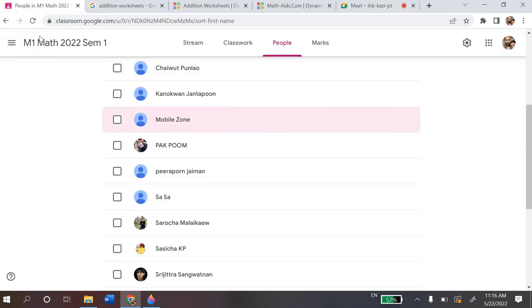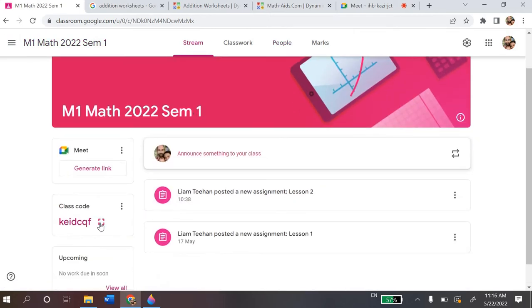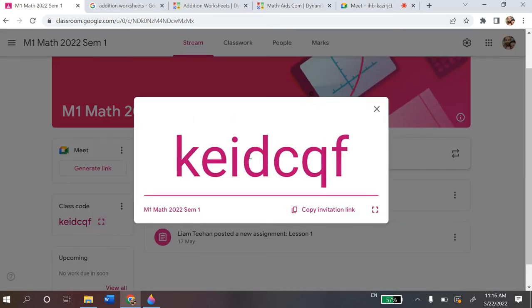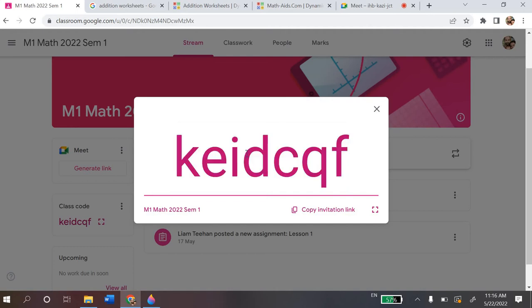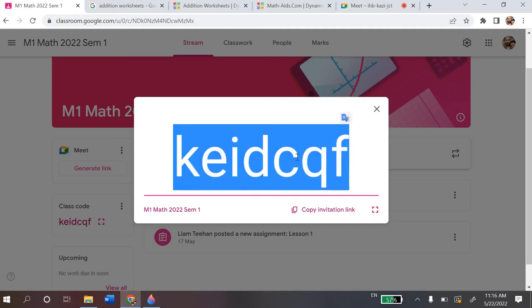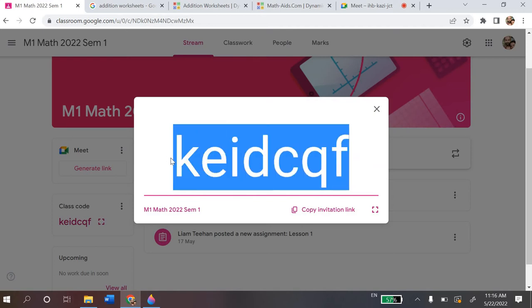Okay, so let me just help you here again just to break up the class. You need to go into Google Classroom and you need to put in this code. Could I please ask the teacher that is supervising, if this class has not added to Google Classroom, could you please help them?